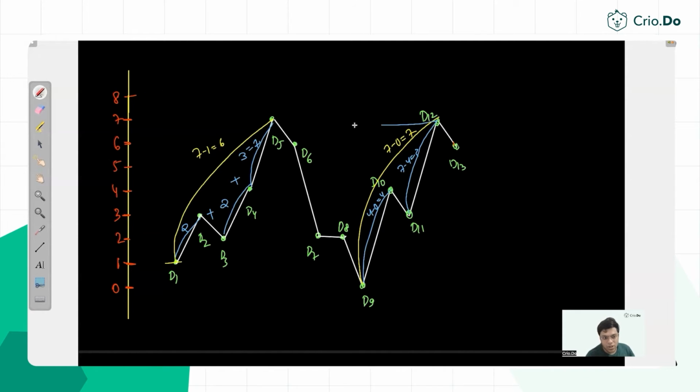Actually, have we done something wrong? This is 7 and this is 3. So 7 minus 3, not 3 profit. 7 minus 3 is 4. 4 plus 4 will be 8. So total profit will be 8, more than 7.